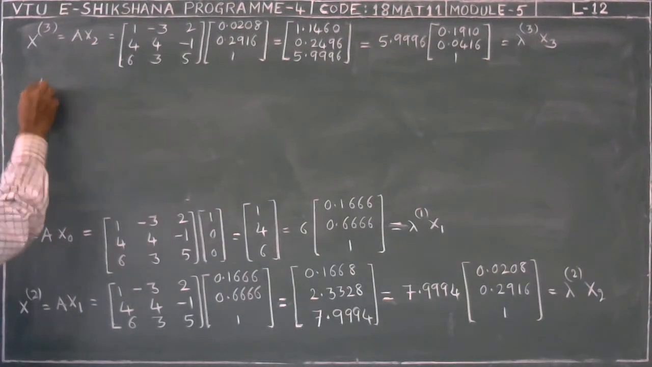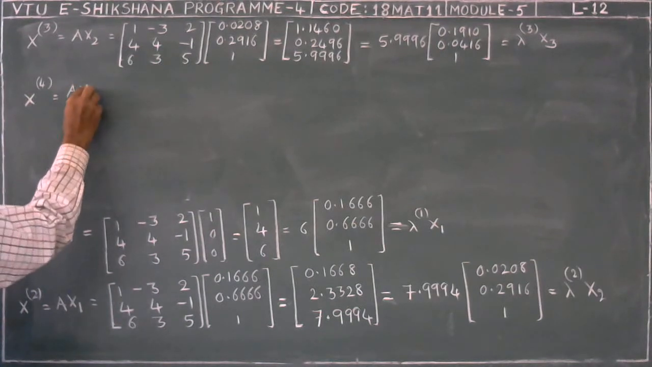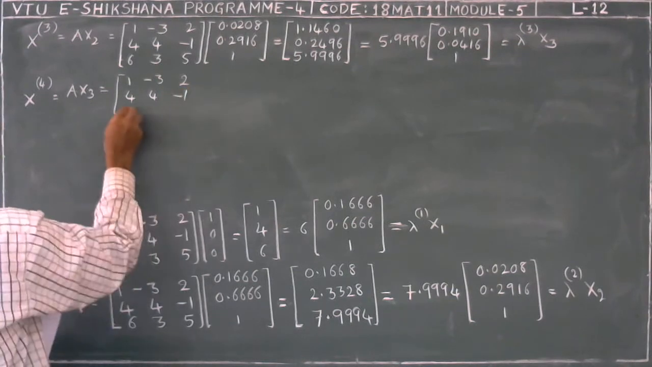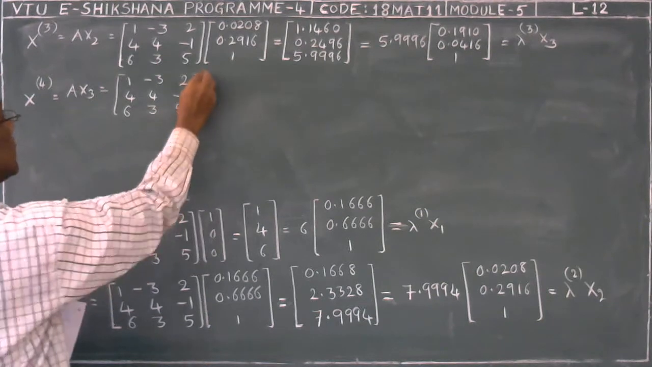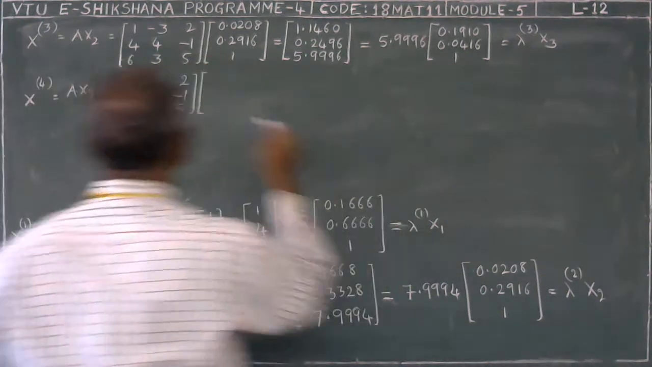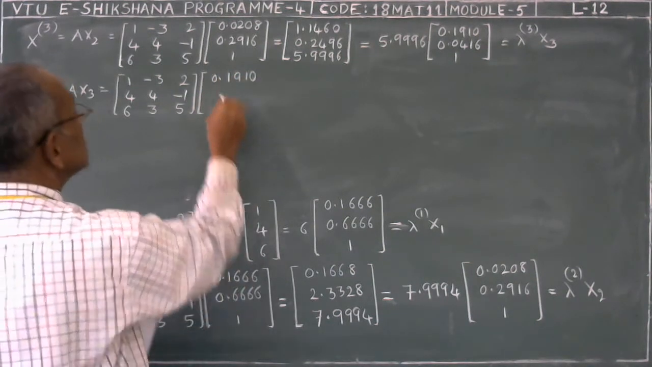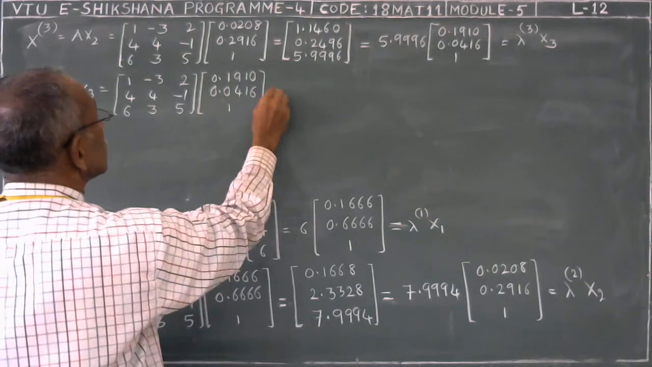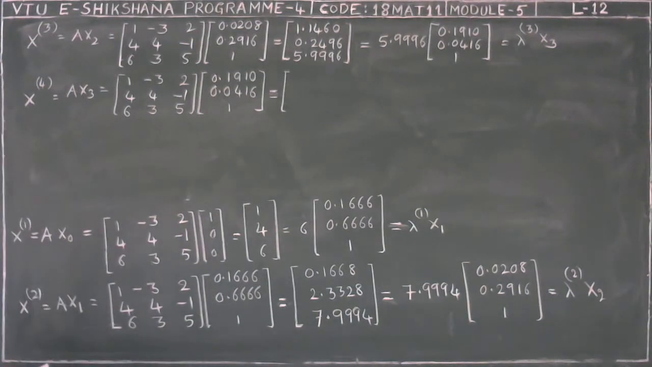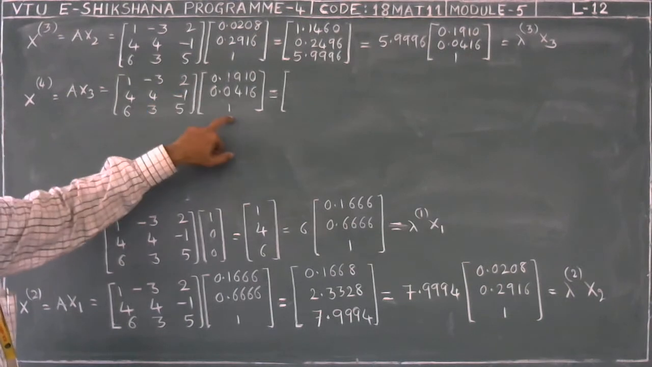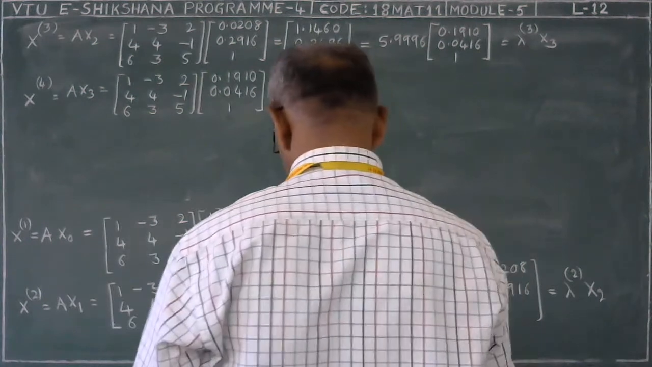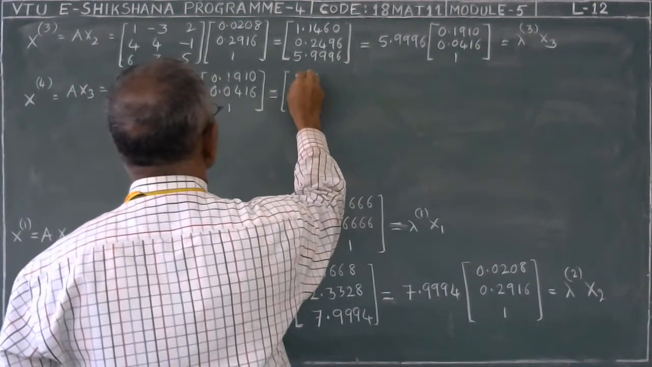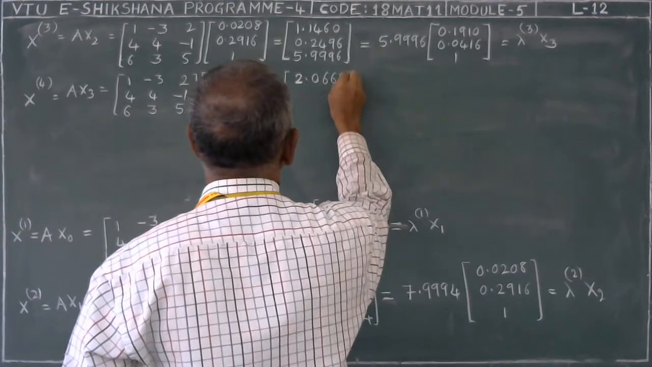Now compute the fourth iteration, x4 equal to A x3. So this will be 1, minus 3, 2; 4, 4, minus 1; 6, 3, 5, into x3. x3 is this: 0.1910, 0.4161, 1. If you multiply these two matrices, this into this, minus 3 into this, plus 2 into 1, this entry will give you 2.0662.